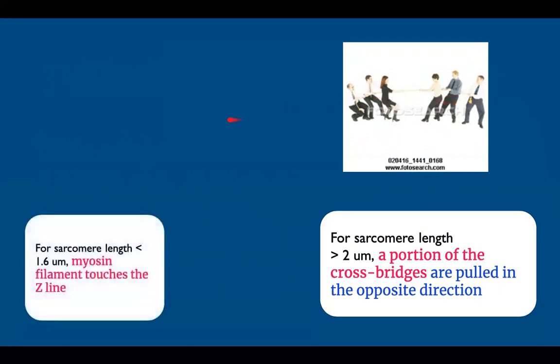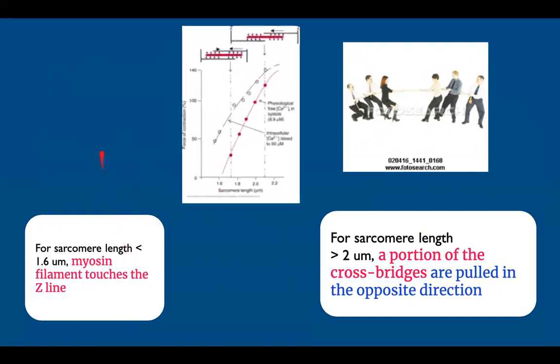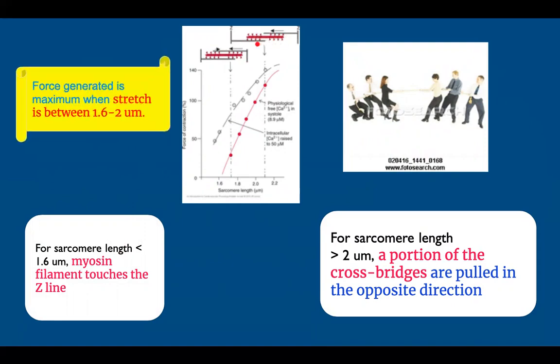And if the sarcomere length is less than 1.6 micrometer, the myosin filament touches the Z line. You can see here, in this case, the myosin filament almost touching the Z line. And in this case, both the portion of the cross bridges are being pulled in the opposite direction. So this is not optimal. What is optimal is a sarcomere length between 1.6 to 2 micrometers.